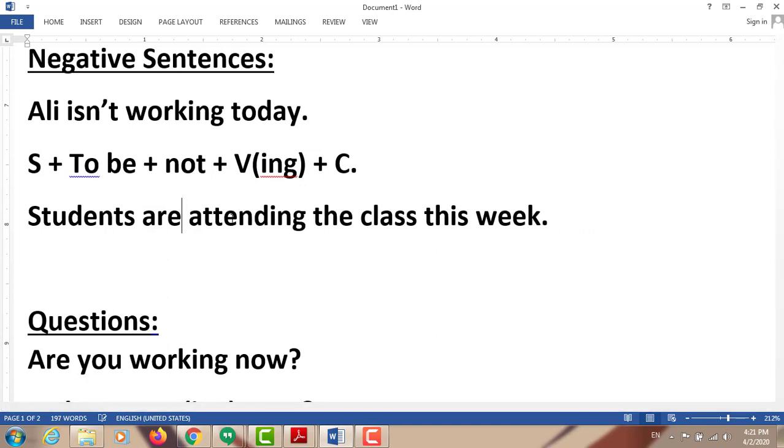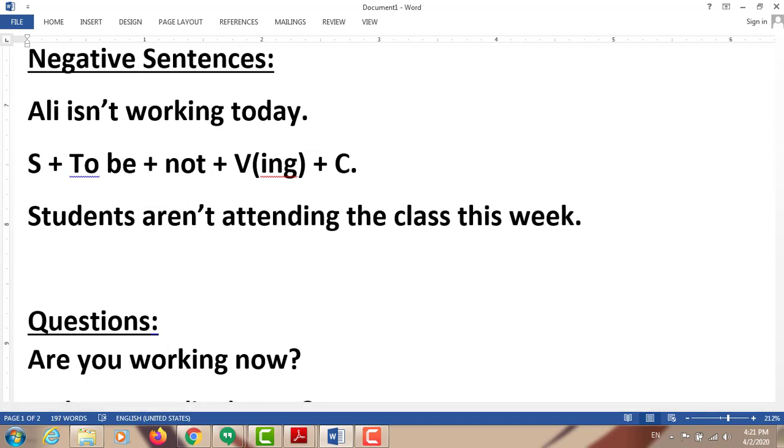You can make it short, but remember guys, you do not use short form in your writing. You only use it in your speaking. When you speak in spoken languages, we usually use the short form. So what I say, students aren't attending the class this week. So this is our subject, this is our to be, and this is negative form, short form, and this is verb ing. And then we have complement.